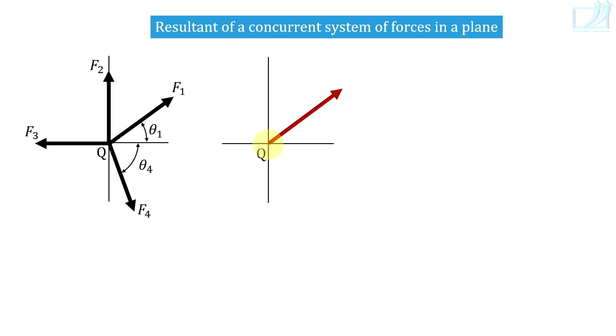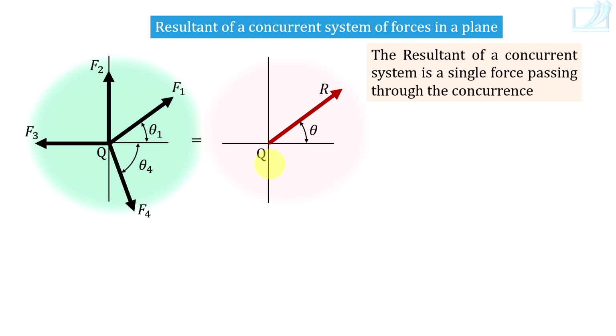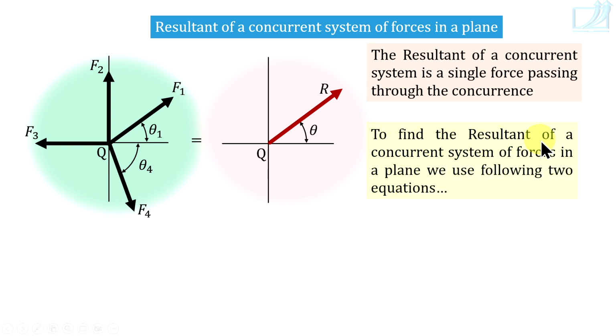So, remember this. Three parameters are associated with a force. So what about the point of application of the resultant? It is the same point where all forces meet. So in resultant of a concurrent system of forces, the point of application of the resultant is always known. So now how to find the magnitude of the resultant force and the angle theta, the direction of the resultant force? Try to understand. To find the resultant of a concurrent system of forces in a plane, we use the following two equations. Rx is equal to sigma Fx.